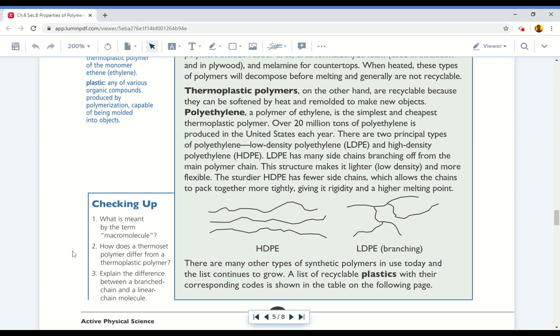There are many other types of synthetic polymers in use today, and the list continues to grow. A list of recyclable plastics with their corresponding codes is shown in the table on the following page.